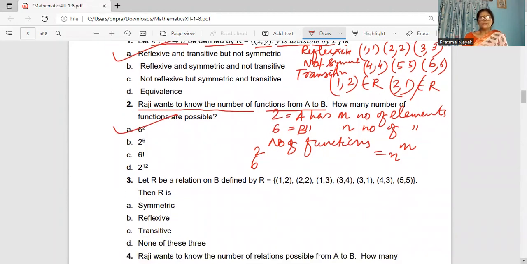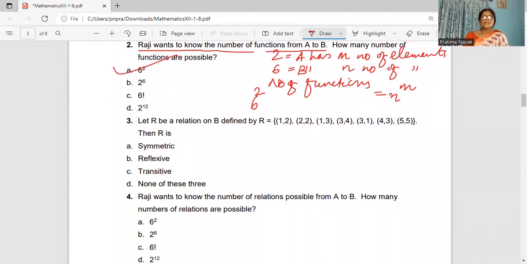Then coming to part 3. Let R be a relation defined by R = {(1,2), (2,2), (1,3), (3,4), (3,1), (4,3), (5,5)}. What type of relation is R? Whether it will be symmetric, reflexive, or transitive. It is not reflexive. Why? (3,3) is not there. You can see (3,3) is not there, (4,4) is not there.